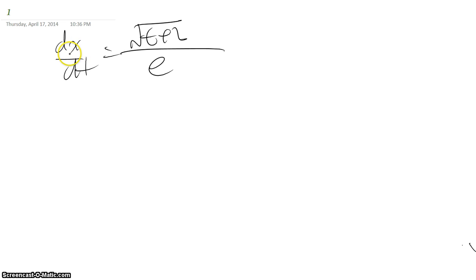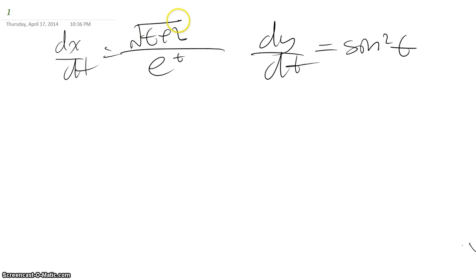Hello, this is Tyler recording for 2012 question number 2. This is asking, if dx/dt is square root of t plus 2 over e to the t and dy/dt is sine squared of t, what's going to be the slope, the x coordinate at a certain time, the speed of the particle at a certain time, and the distance traveled.